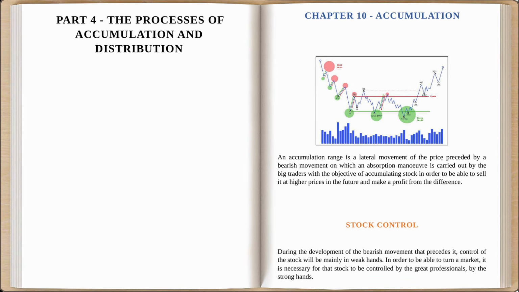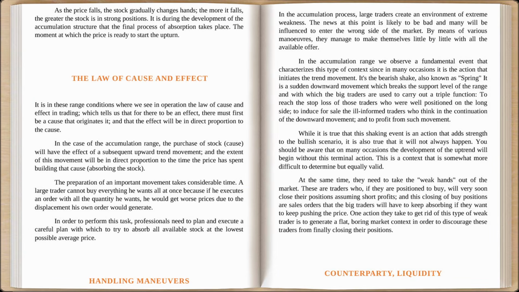Stock control. During the development of the bearish movement that precedes it, control of the stock will be mainly in weak hands. In order to be able to turn a market, it is necessary for that stock to be controlled by the great professionals, by the strong hands. As the price falls, the stock gradually changes hands. The more it falls, the greater the stock is in strong positions. It is during the development of the accumulation structure that the final process of absorption takes place. The moment at which the price is ready to start the upturn.